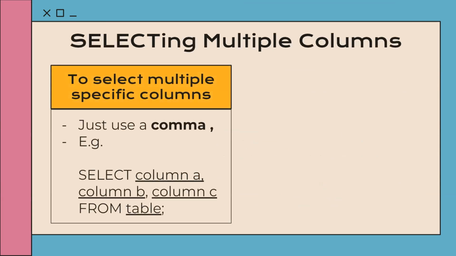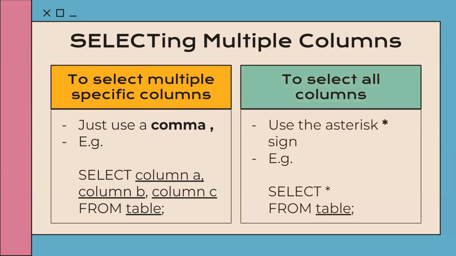Okay, now that we've learned how to select single columns, I'll teach you guys how to select multiple columns. To select multiple specific columns, you just have to use a comma. So you SELECT in uppercase, and then your column name, comma, the second column name, comma, the third, and so on. You can go on forever. Then FROM in uppercase because it's a keyword, and then your table name, semicolon. Let's try it out together.